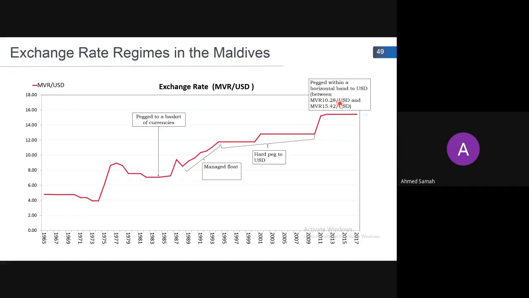The rate was allowed to fluctuate, but because there was high demand for US dollars, the official exchange rate hit the upper band within a short period of time. It hit the upper band, and you can see currently it is 15.42. It is originally allowed to fluctuate, but because of the high demand it is at the upper band.